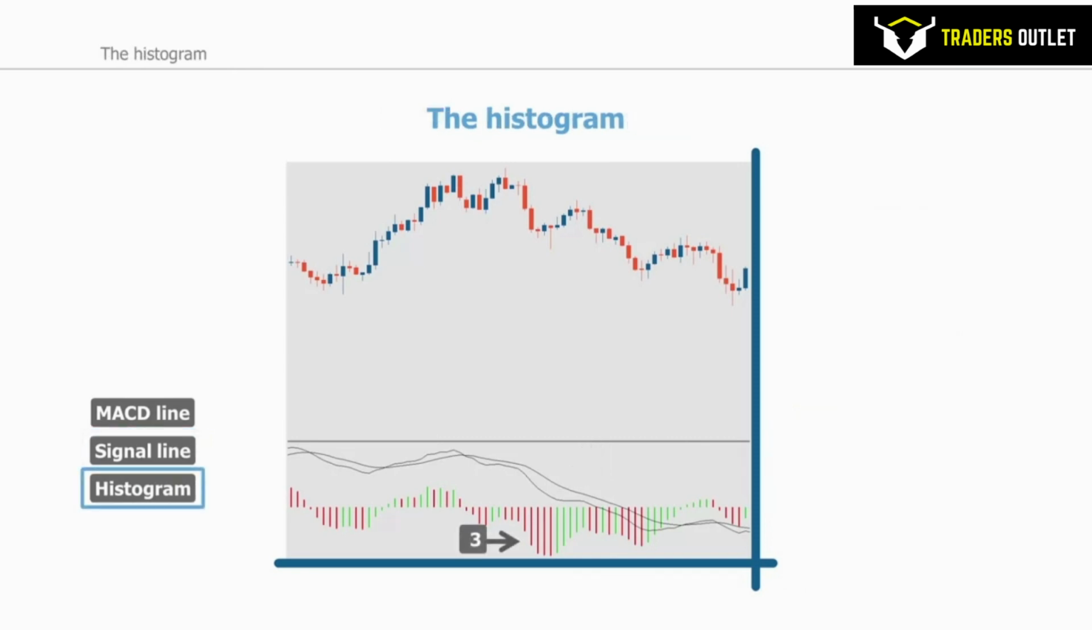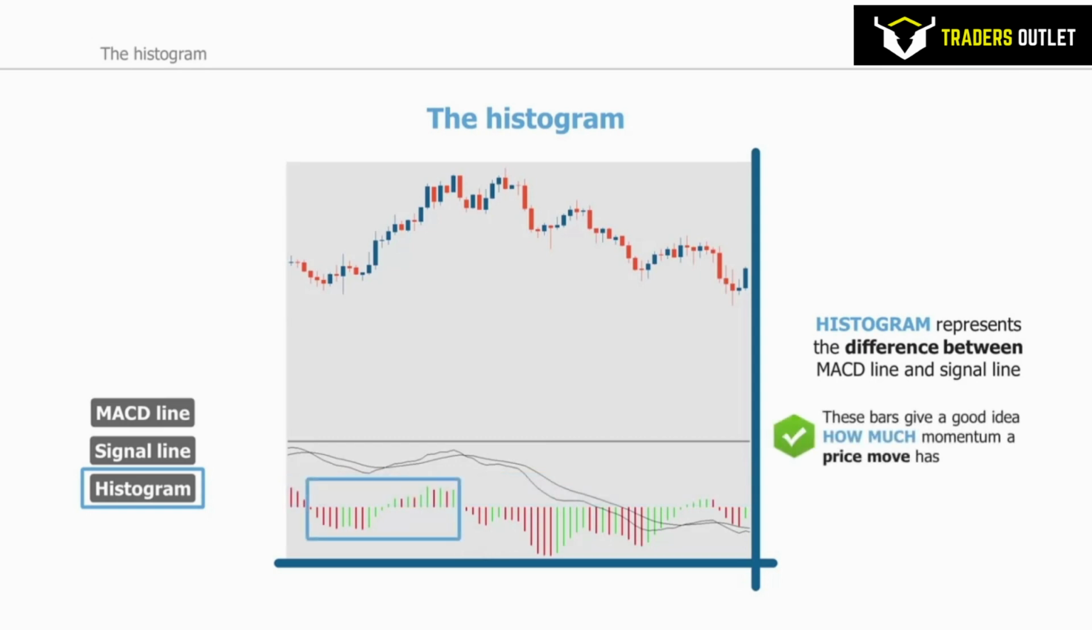The final part of the MACD indicator is the histogram. This represents the difference between the MACD line and the signal line and appears as bars either below or above the zero line. These bars give traders a good idea how much momentum a price move has, helping them recognize when a trend is potentially gaining or losing strength.